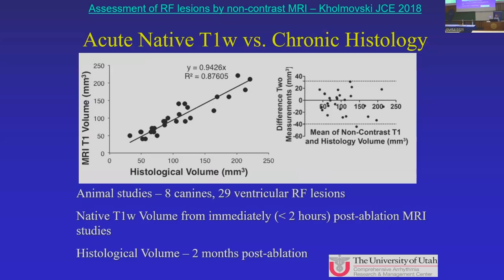So the question of durability. This is some great work by Kolmovsky, I think when he was in Utah. And he basically looked at these native T1 lesions in healthy hearts in an animal model and compared the size of the lesions seen in the MR with the chronic histology about 2 months later and showed great correlation. Basically, at the time of the procedure, these native T1 weighted signals predict the size of the lesion 2 months later. So we can predict durable lesions with this technique.